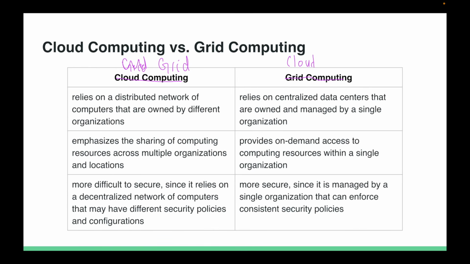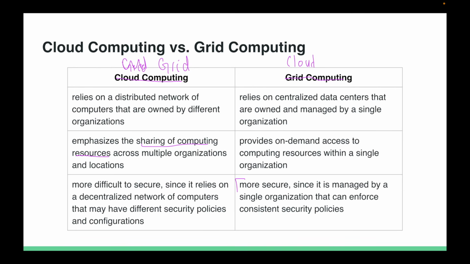Additionally, with grid computing, I guess this one is sort of similar. You're sharing computing resources across multiple organizations. Yeah, these are both kind of quite similar. It's a difference between using multiple networks with multiple organizations versus single organizations.